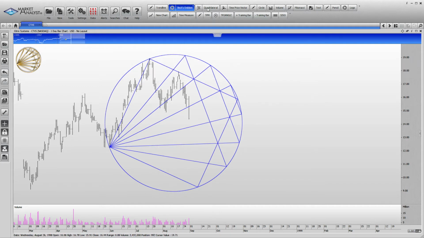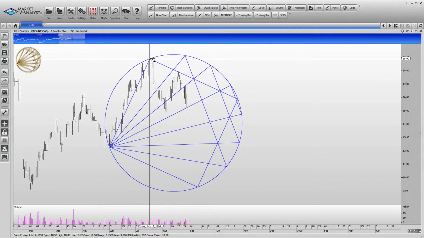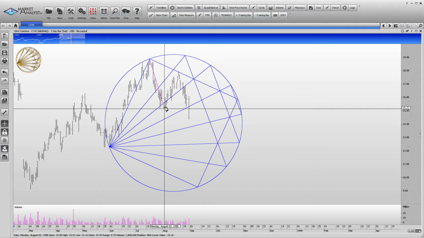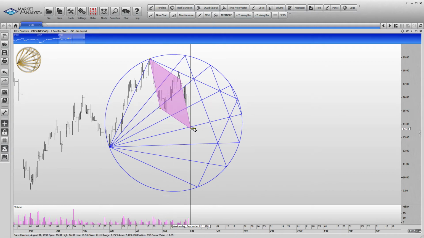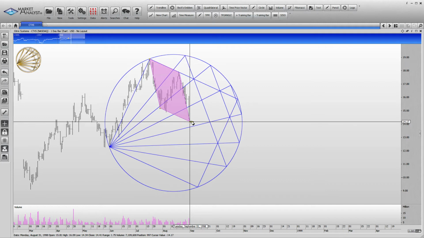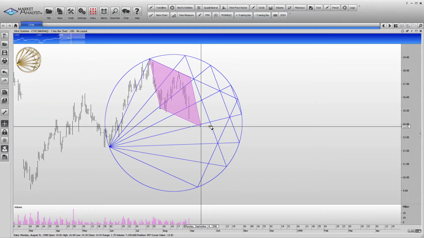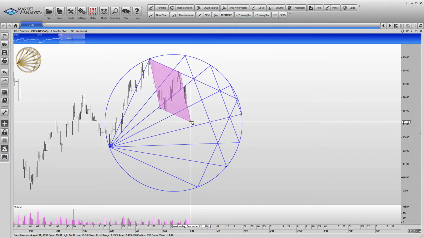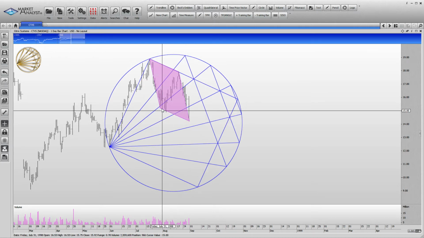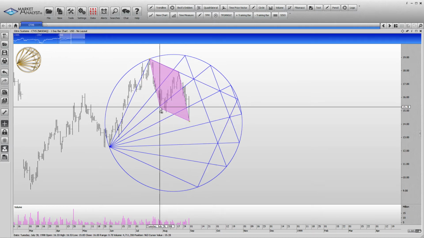But let's put the quad on here. So I'm going to choose this one. I'll show you why here in a minute. We're doing the alternate method. I'll turn the lock off. Okay, there we go. So you can see now why I choose this low versus this low.